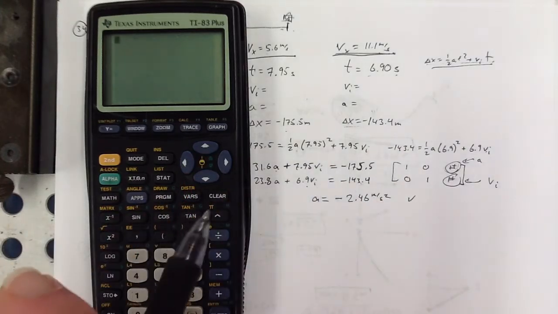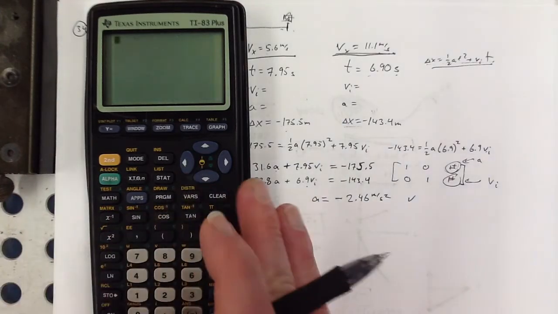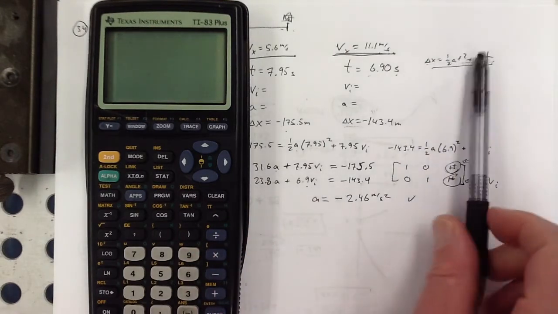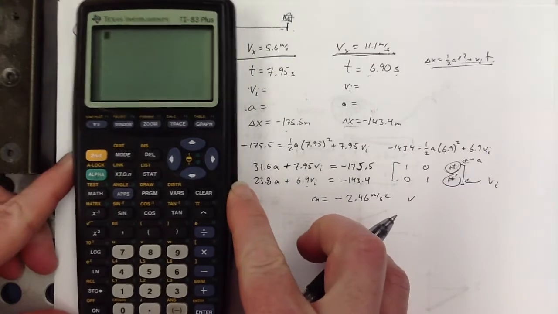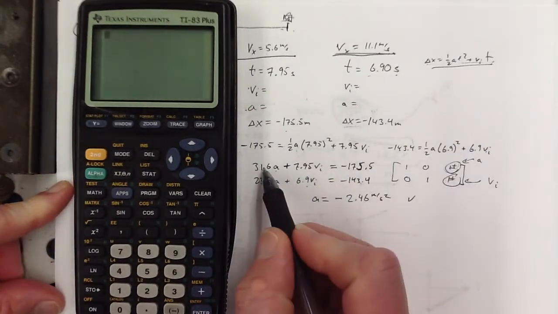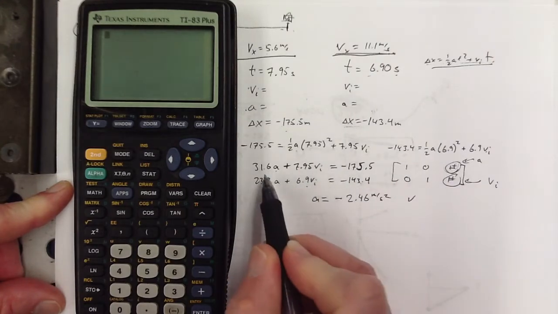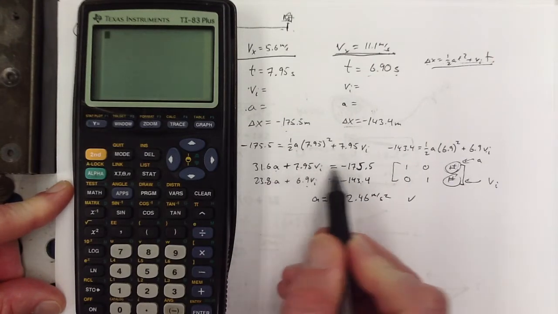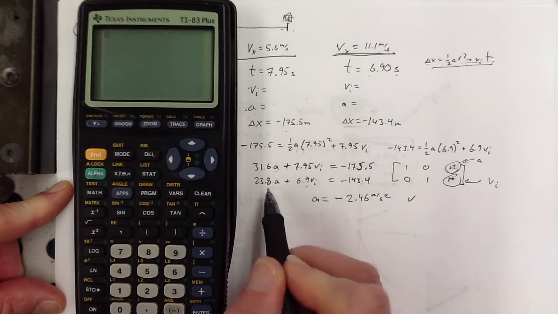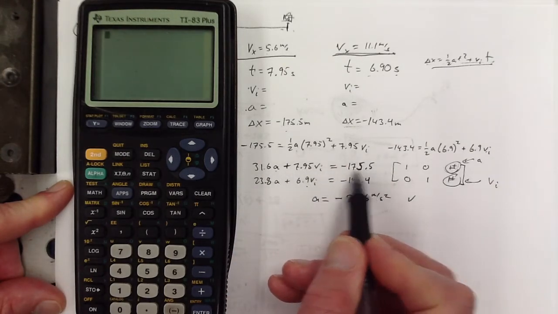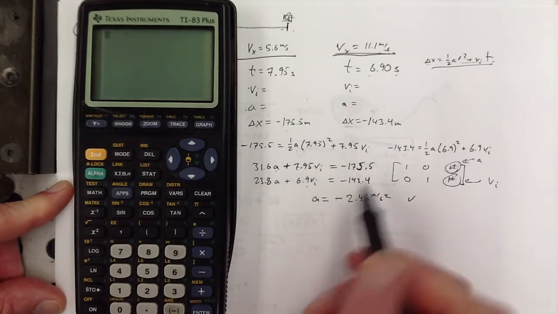So I'm going to do it using an augmented matrix and matrix math. Here's what I'm going to do. I need to make a 2 by 3 matrix, and in that matrix, I'm going to enter these coefficients: 31.6, 7.95, negative 175.5, and then another row with these numbers in it.